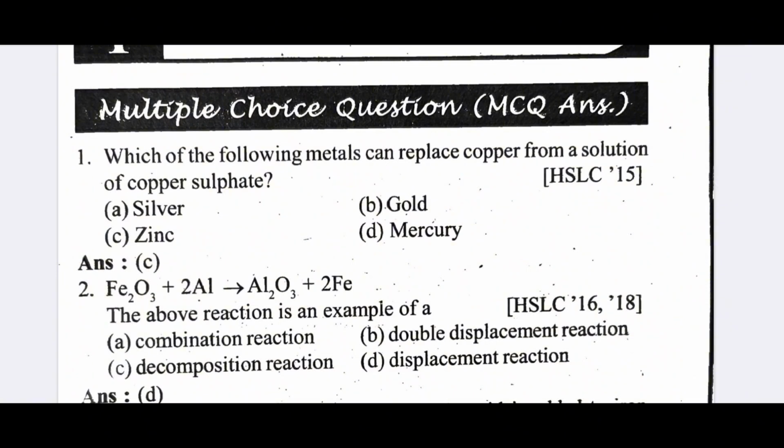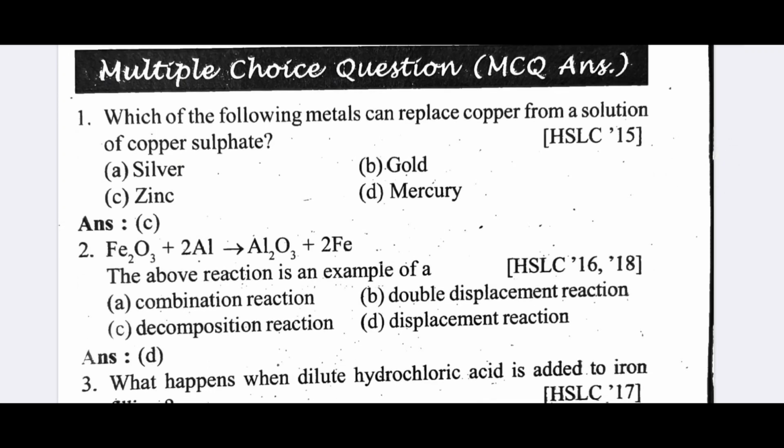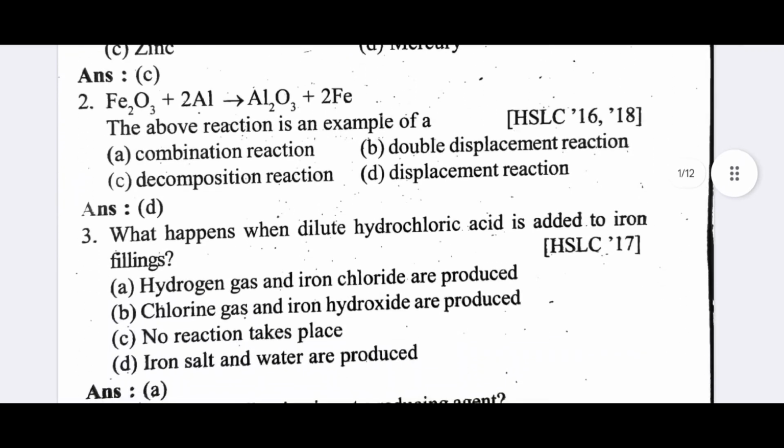Fe2O3 plus 2Al gives aluminum oxide and iron. The above reaction is an example of a displacement reaction. What happens when dilute hydrochloric acid is added to iron fillings? Answer is hydrogen gas and iron chloride are produced.